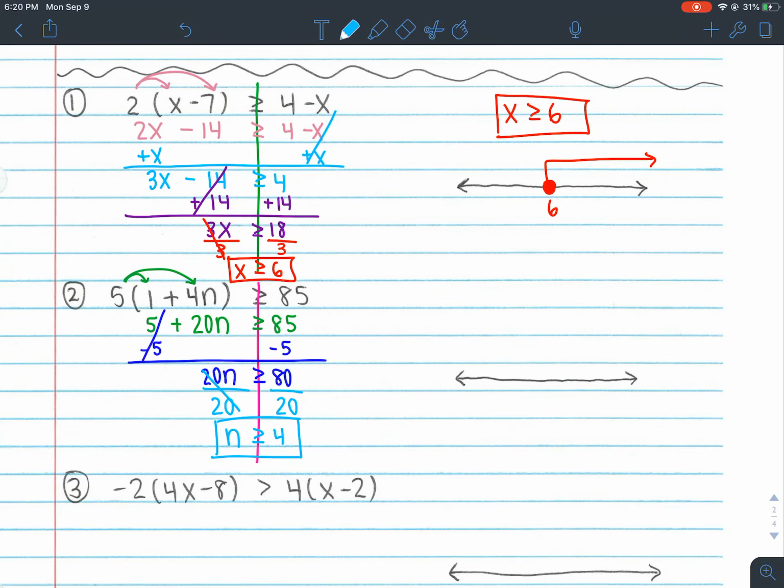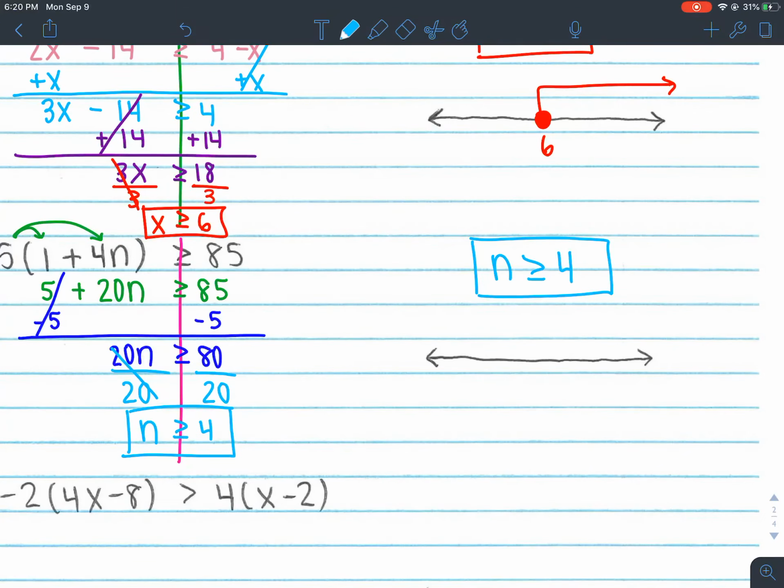All right, so I have n is greater than or equal to 4. That's my answer to my inequality up there, which means n can be any number as long as it's greater than or equal to 4. So let's start graphing. Well, I know this is going to be a closed circle because it is equal to, and I'm going to have a 4 down here. I'm going to label a 4, and it says n is greater than. And if I have a greater than sign, then it's going to go to the right because all the numbers bigger than 4 are on the right of the number line.